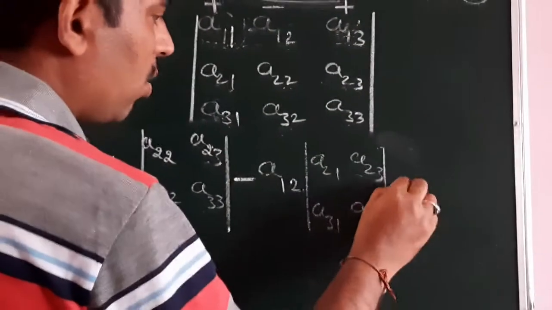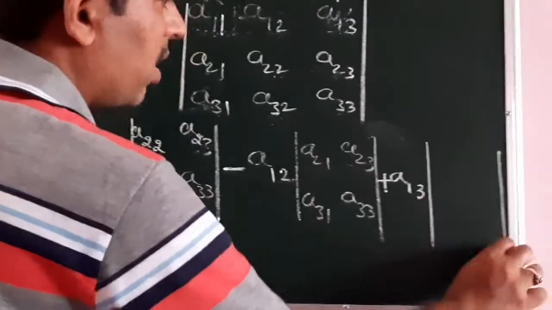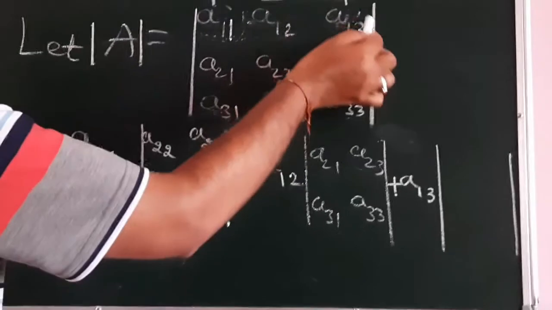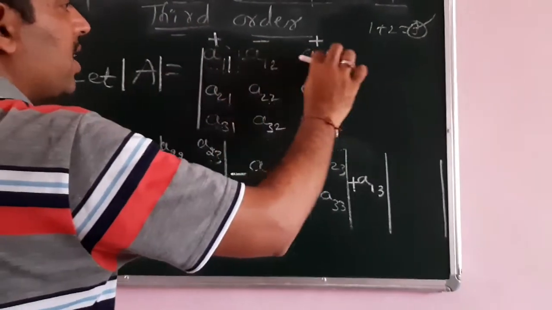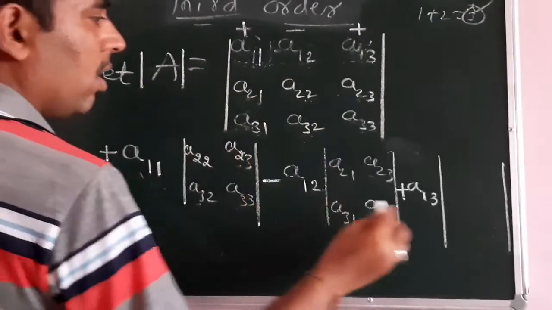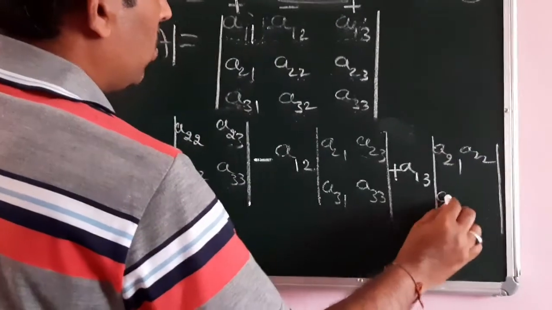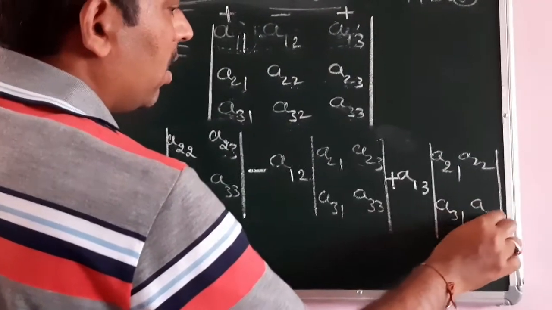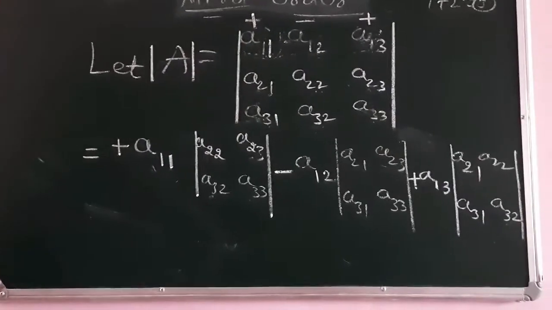So once again what I have to do: plus a13, then once again you write the 2 cross 2 determinant. See, it is the first row, third element, so leave this column and this row, then you write the remaining elements. The remaining elements are a21, a22, a31, a32. Okay, so this is the expansion of the third order determinant.